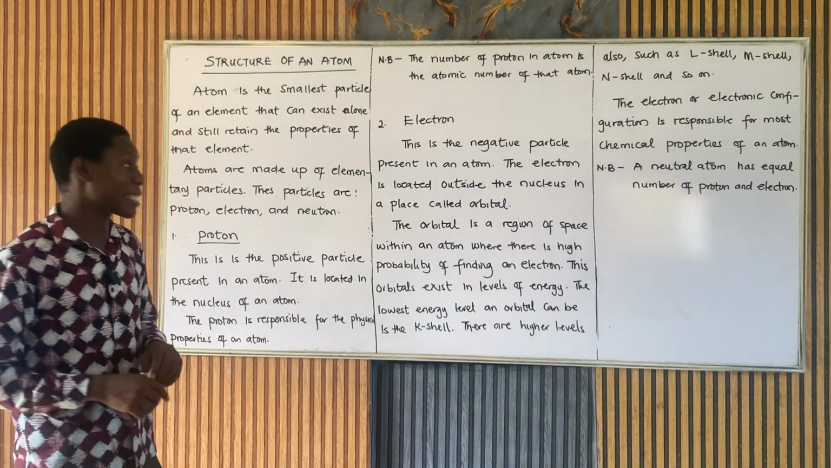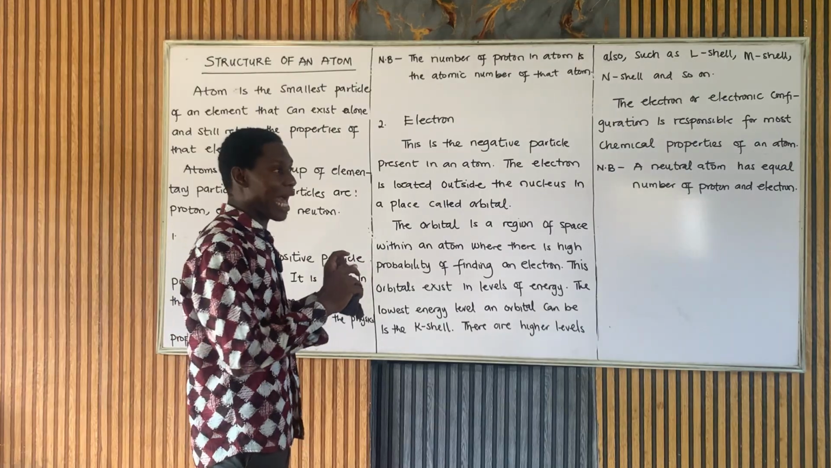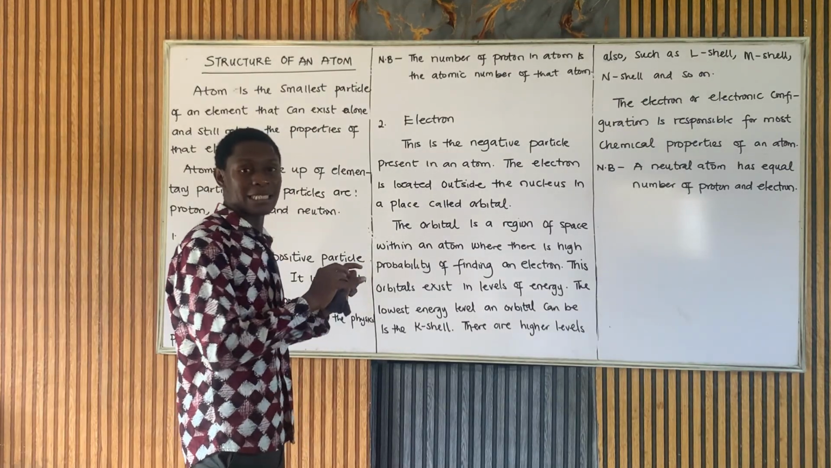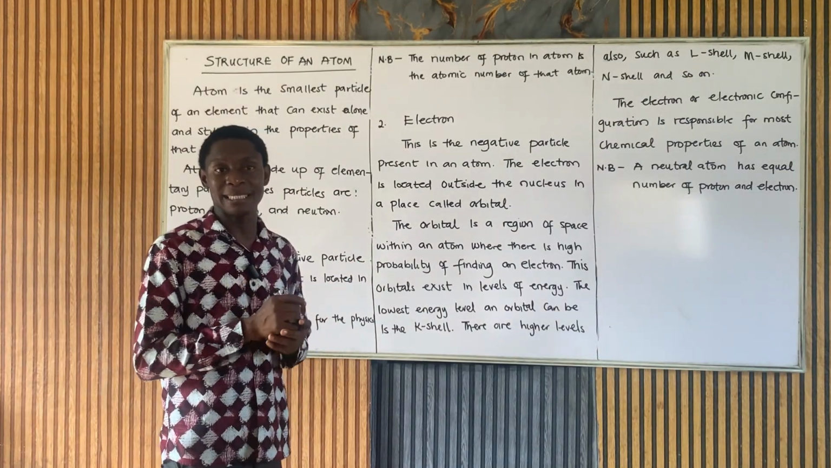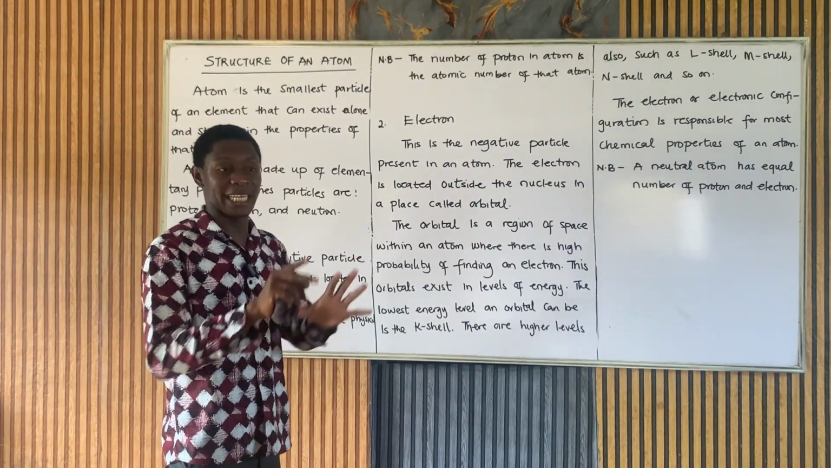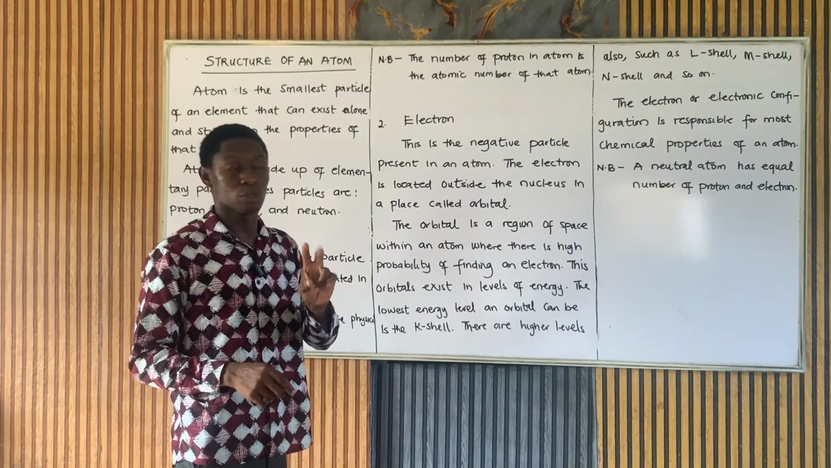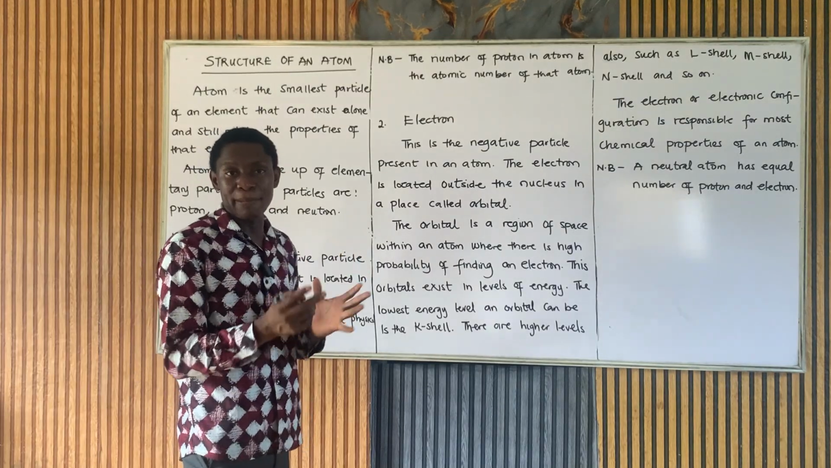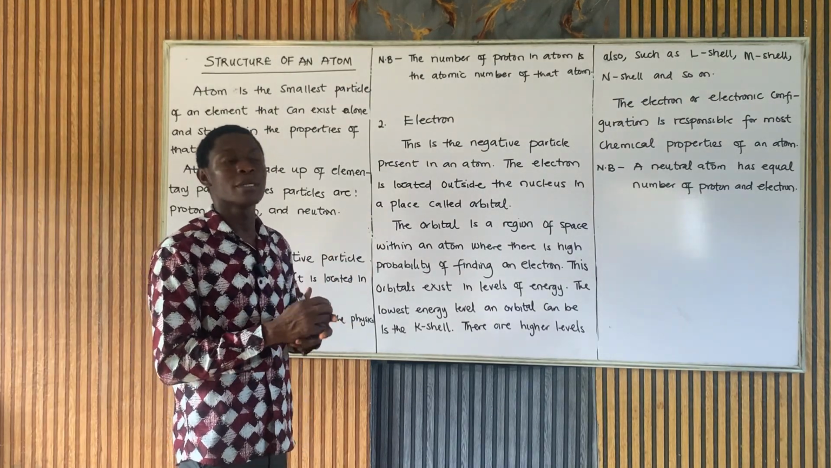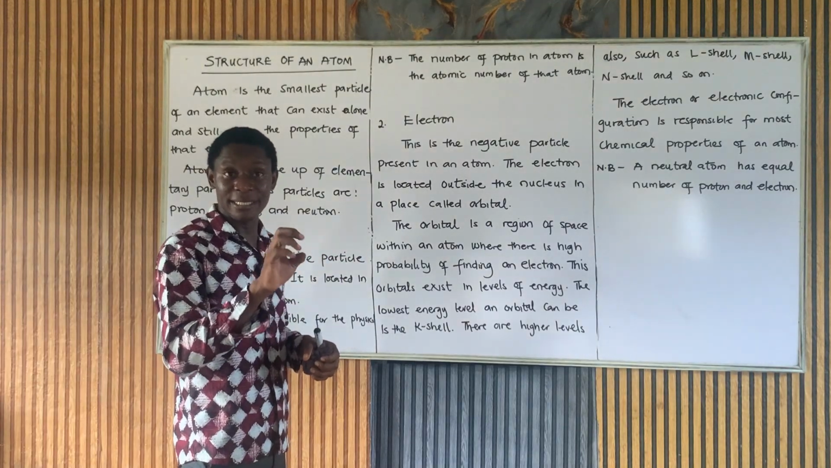And it's important you note that the number of protons an atom has is the same as its atomic number. For example, if you can find 2 protons in an atom, then the atomic number of that atom is 2. If you can find 10 protons in an atom, then the atomic number of that atom is 10.